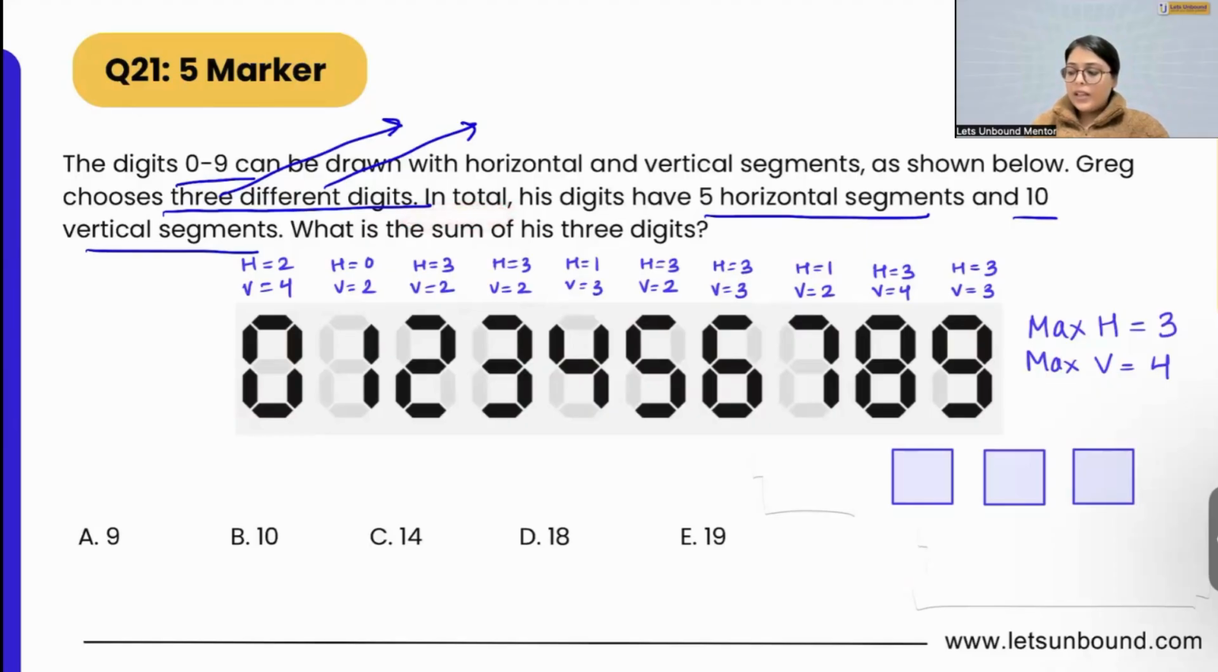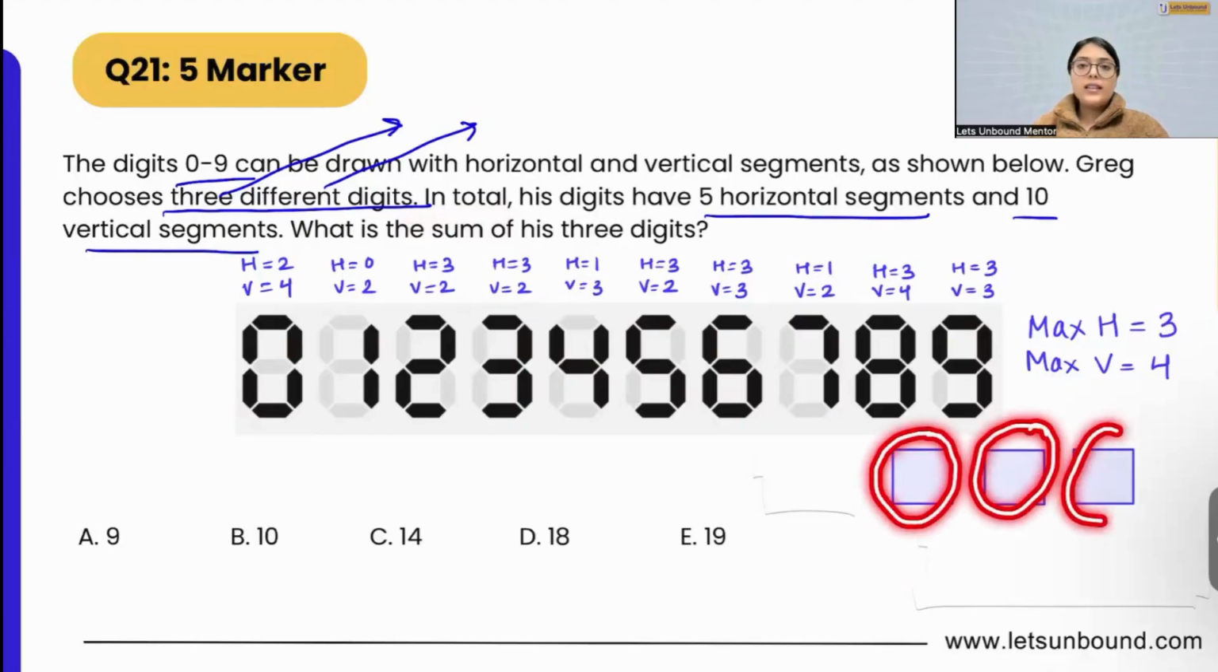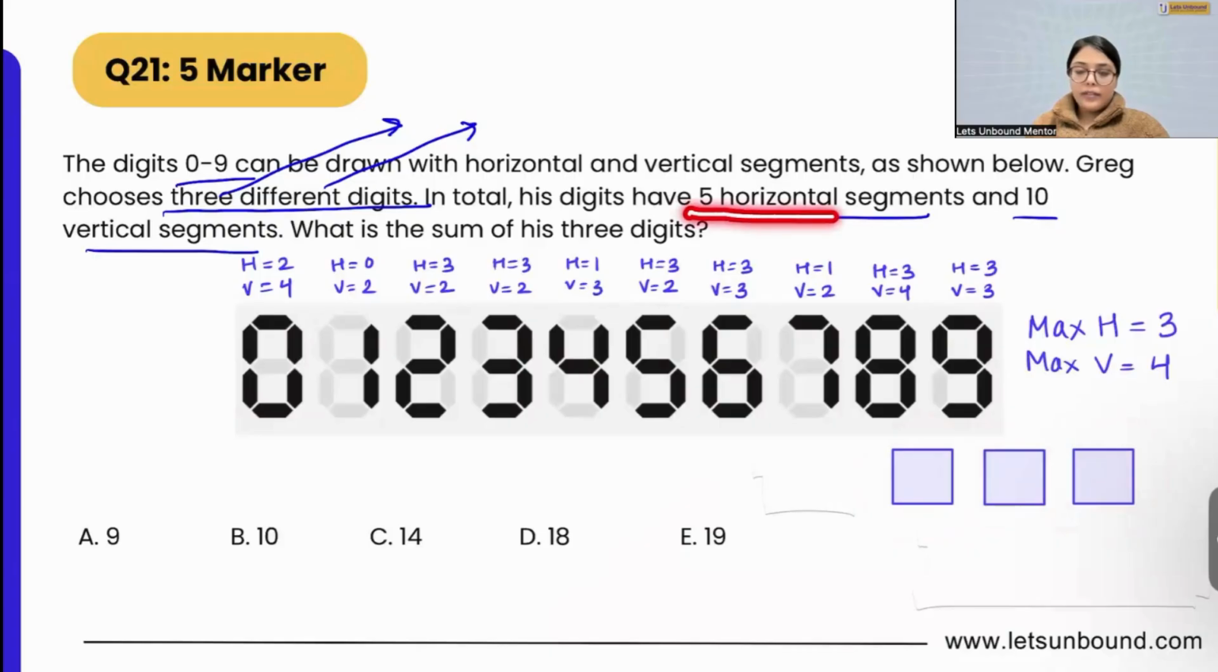That means the number of segments you'll be using in the first digit and the second digit and the third digit. So when you add all the horizontal segments for all the 3 digits, that should be in total 5. And similarly, the total vertical segment should be 10. Okay, so this is the condition for the 3 digits which are selected by Greg.